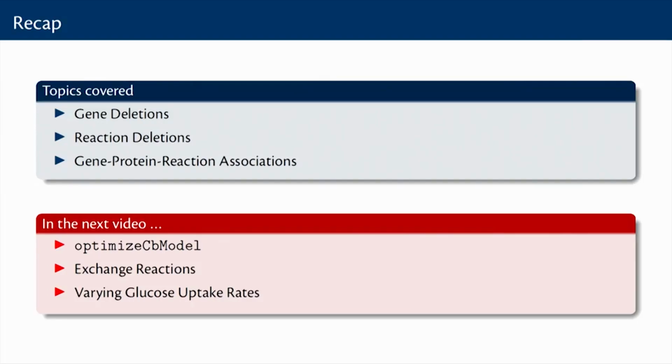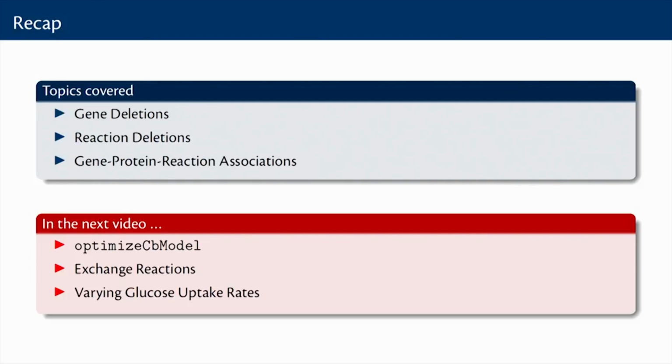So, in this video we had an overview of how we perform gene deletions or reaction deletions, how do we set that up as an optimization problem, and we also understood that there is a correspondence between genes and reactions which is usually captured via the gene protein reaction associations, and this is important to know what genes can be deleted or what genes need to be deleted when you want to turn off a reaction and vice versa.